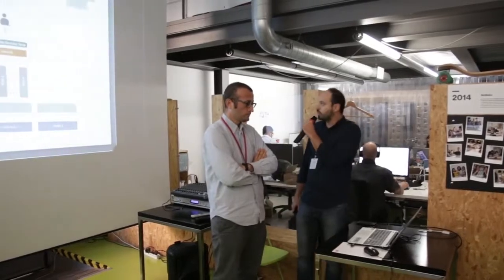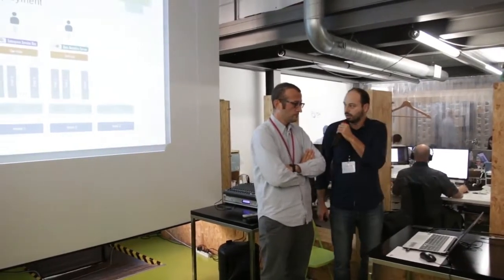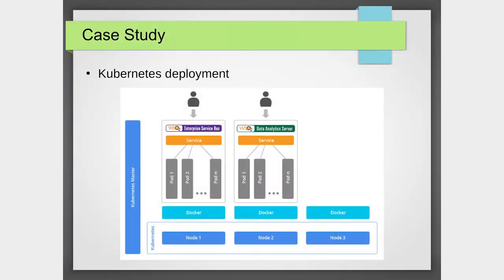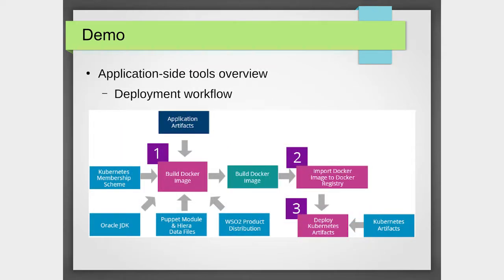From the Kubernetes deployment perspective, this is a cluster with a Kubernetes master, and we're going to have one service and one pod for each WSO2 product. For this case study, the products are supposed to be standalone. So in this way, the replica set will be just one. Regarding our demo, on the application side tool review, in this picture you can see the deployment workflow.